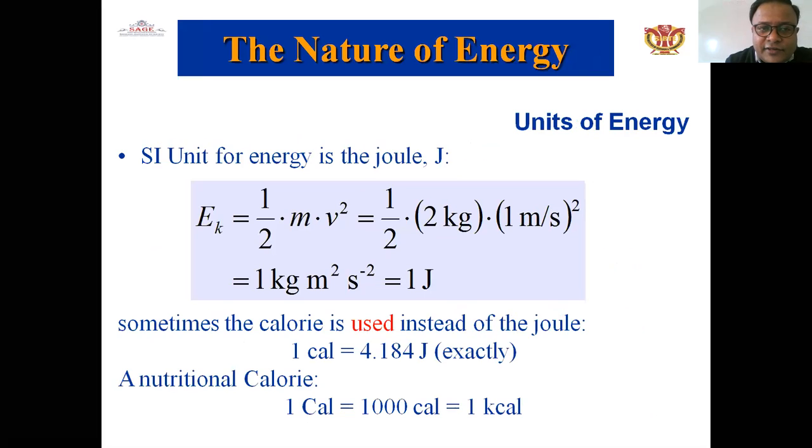The nature of energy: the SI unit of energy. Kinetic energy has the unit 1 kg meter squared per second squared, that is 1 joule. That is an example of the unit for energy. Sometimes the calorie is used instead of the joule. कई बार joule की जगह calorie का word भी इस्तेमाल किया जाता है, so 1 calorie is equal to 4.184 joule exactly. Nutritional calorie: 1000 calories is equal to 1 kilocalorie.